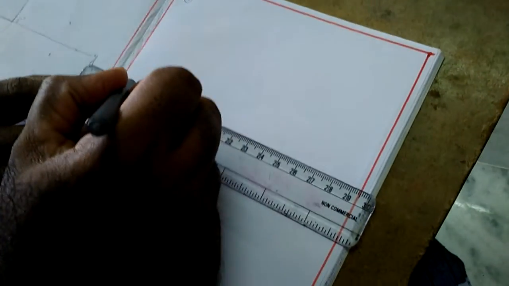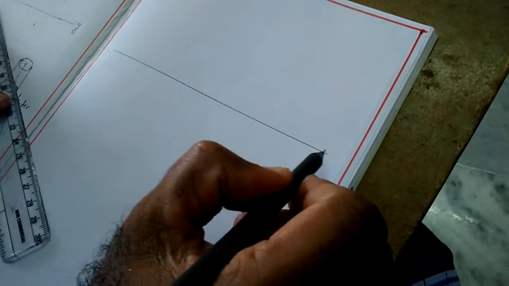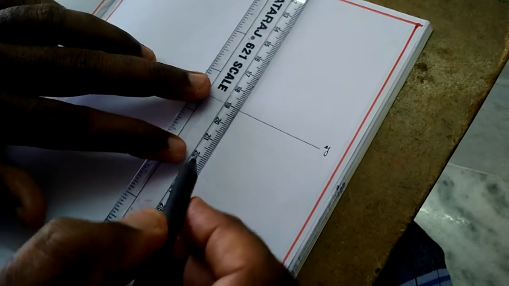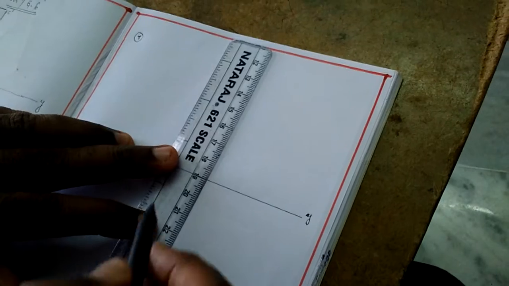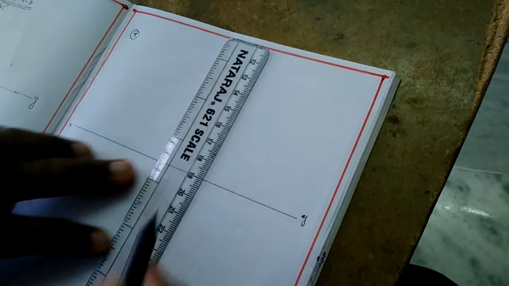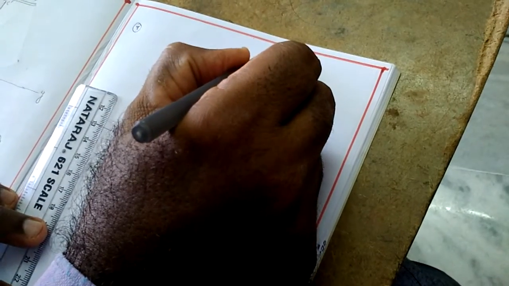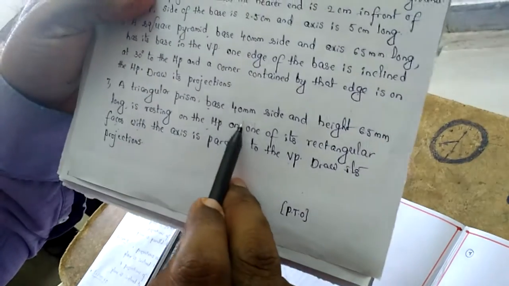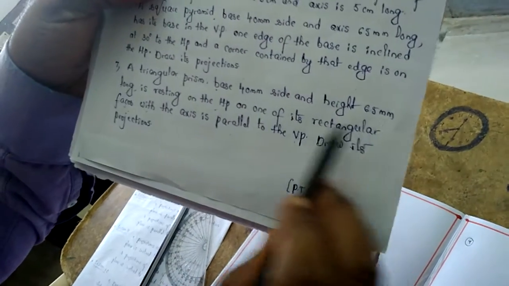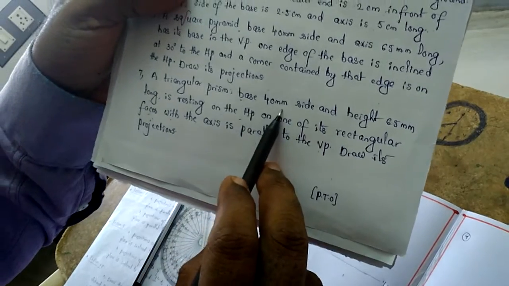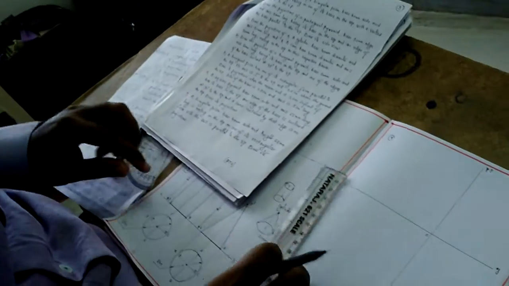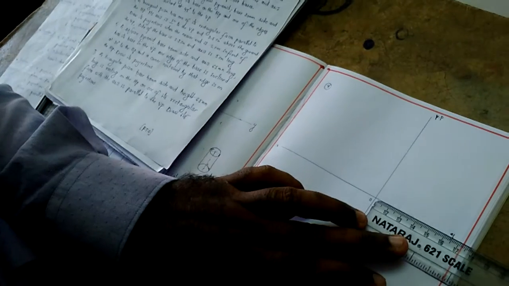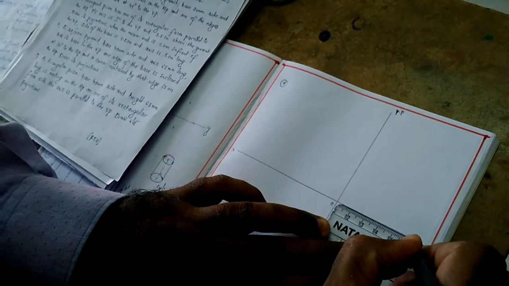That's why first take the XY line as usual. Anywhere first you want to take a profile plane. Why? Because for the side view, with the help of the profile plane only we want to draw it. This is O. So here, rectangular face, base 40 mm side, height 65 mm, resting. So base is 40 mm, so that's why here we want to take base 40. It is resting on HP.